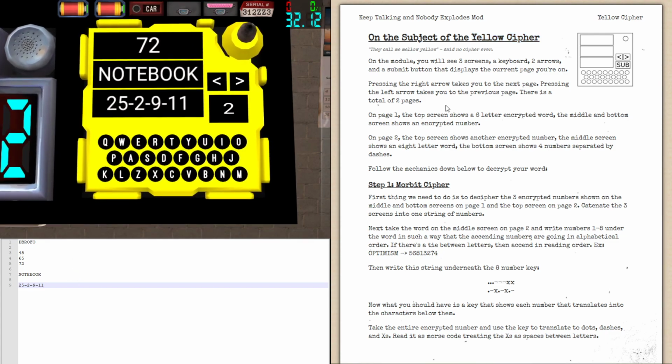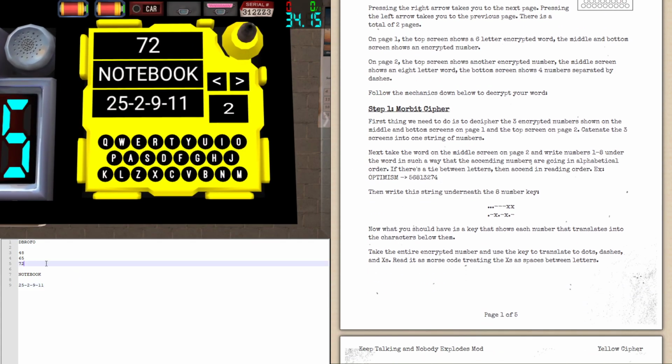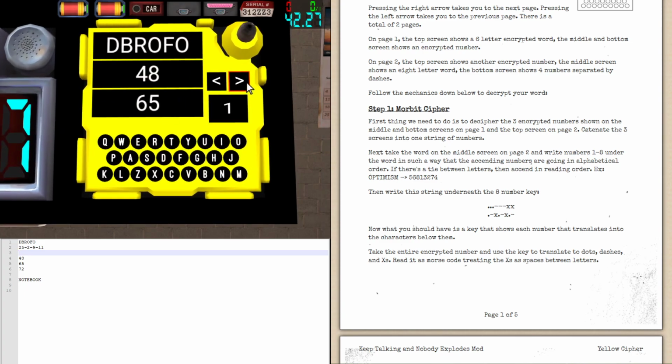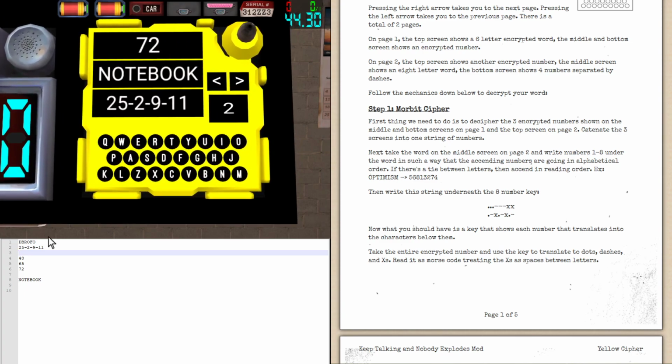So, to start off with, the first step is going to be Morbid Cipher. To do Morbid Cipher, we're going to need the numbers that we got on the middle screen page 1, bottom screen page 1, as well as top screen page 1. And we're going to concatenate all of them. So 48 goes first, then the 65, then the 72.